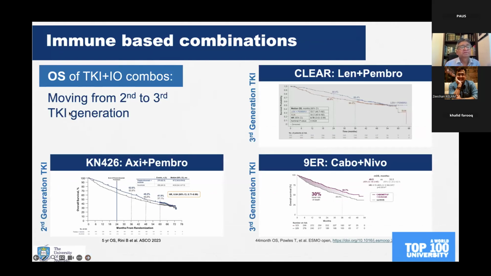Immune-based combination, moving from second to third line TKI generation. Again, I mentioned this KEYNOTE pembro data, with a hazard ratio of 0.84 and more recent data of 40 months versus 47 months. That is because patients progressing on sunitinib and then exposed to IO get a salvage, and the patients respond and maintain a long-term disease control rate, and that impacts survival as well.